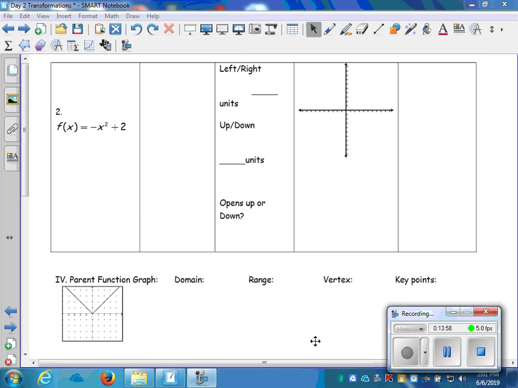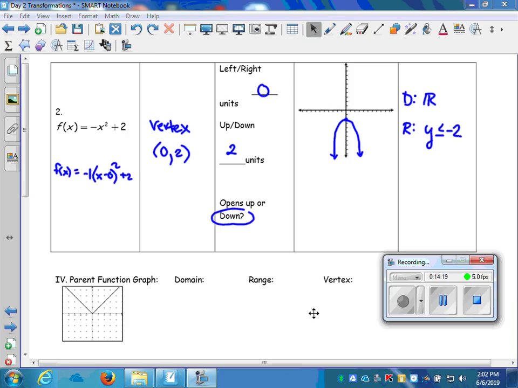Okay, number 2. Go ahead and look at the original parent function and see if you can compare it to this new transform function. See if you can fill in the vertex as well as whether it's moving left or right, up or down, and go ahead and graph it and see if you can do the domain and range. Pause the video and check when you're finished. Go ahead and check your answers.